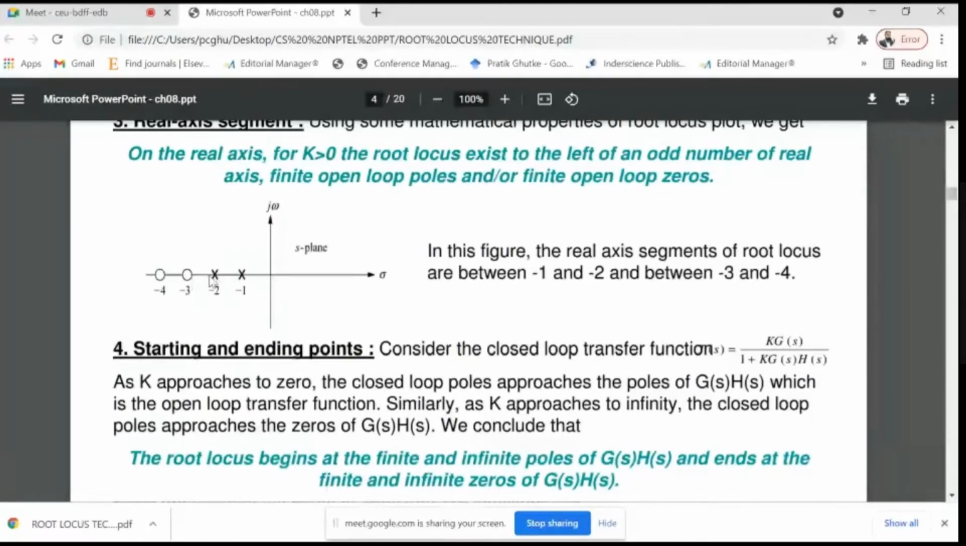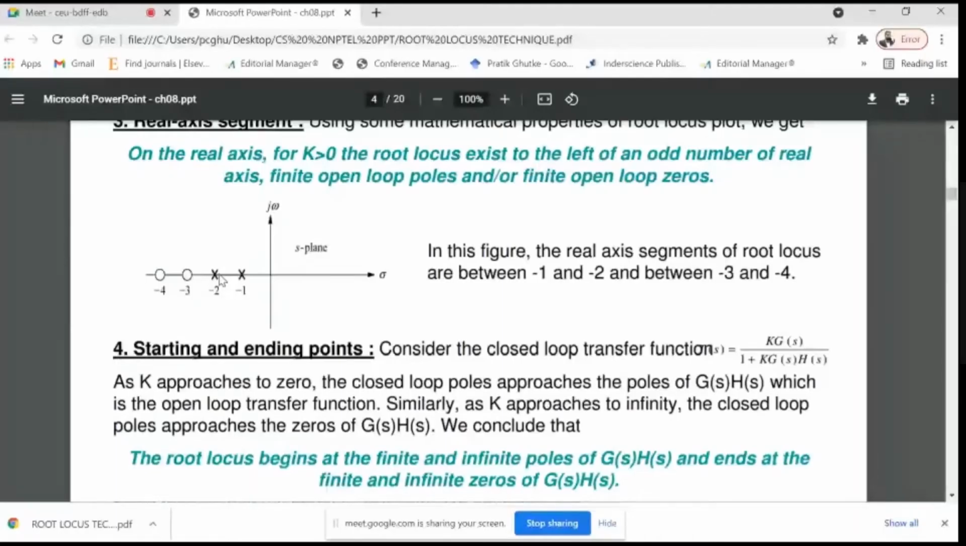So now, coming to the zero at minus 4. Check on the right hand side of minus 4: there are three poles or zeros. See, 1, 2, and then 3. This means there might be a root locus in the region between minus 3 and minus 4. So I have checked the condition for existence. The root locus exists between minus 1 and minus 2, and between minus 3 and minus 4.